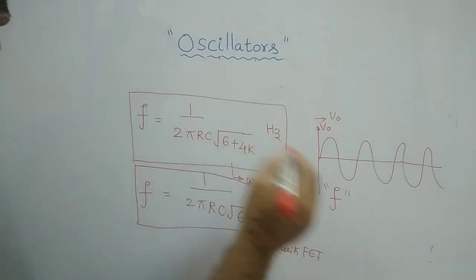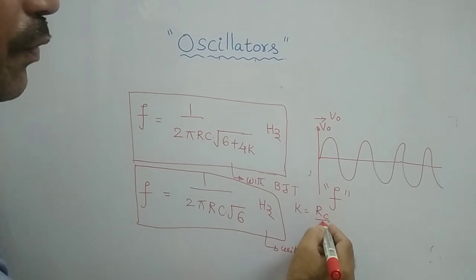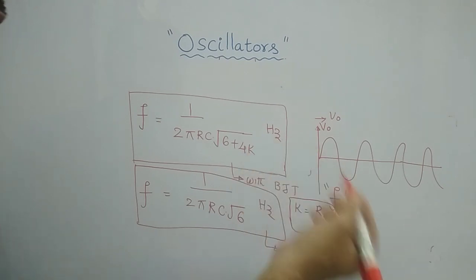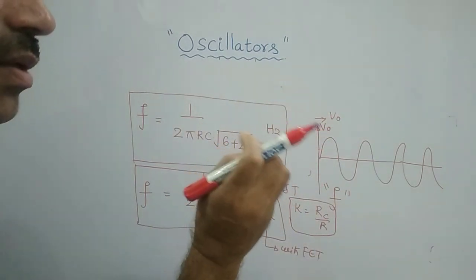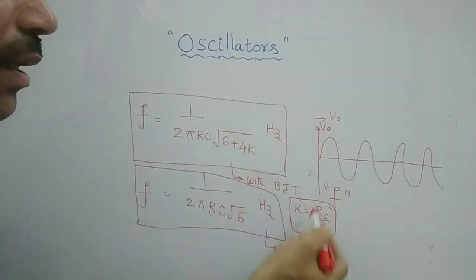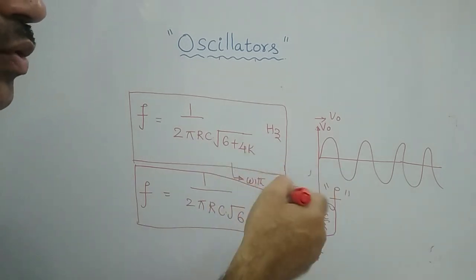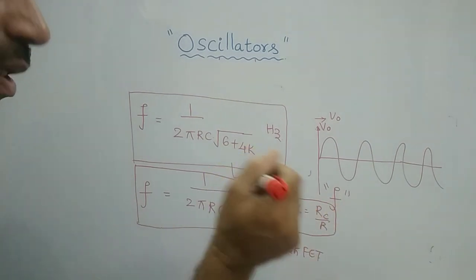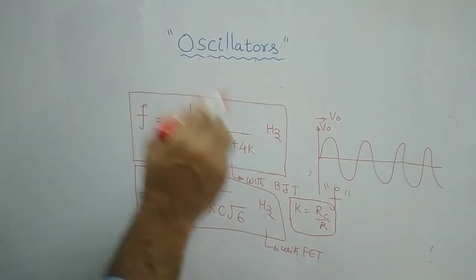Here K is nothing but the collector resistance divided by the feedback resistance R. I will explain this in the subsequent detailed presentation, so don't worry. K is a constant, the ratio of the collector resistance RC to R, where R is the feedback resistance used in the feedback network. That ratio is called K, and you substitute it in the expression.